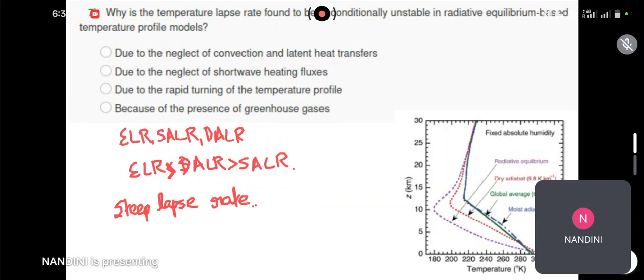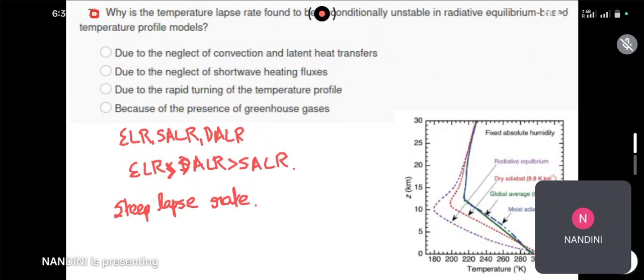Apart from the radiative processes happening in the atmosphere, there are other things like convection and latent heat transfer, which actually help with proper mixing of the dense atmosphere. Because of the neglect of convection and latent heat transfers, we are having an unconditionally unstable atmosphere. If you look at the temperature profile, the purple line shows the lapse rate for radiative equilibrium. The lapse rate is very high.